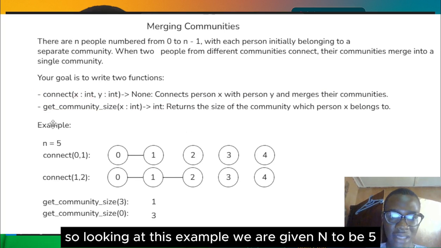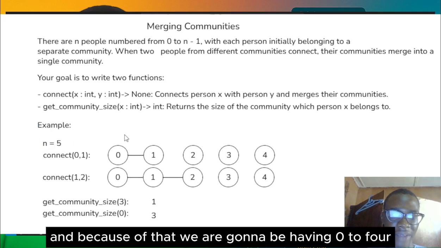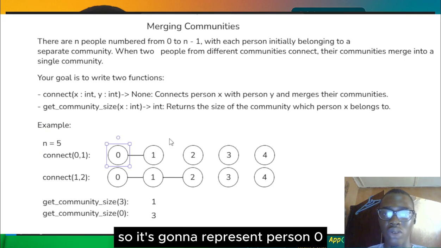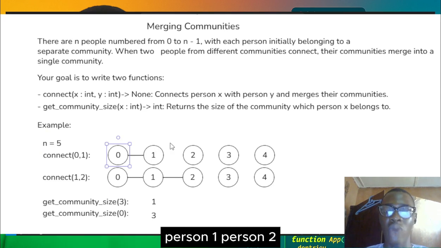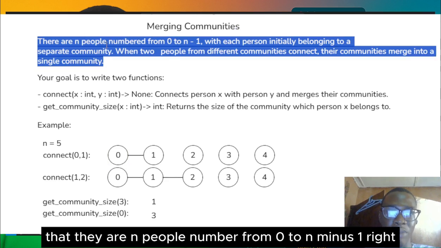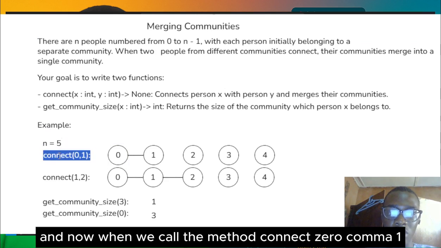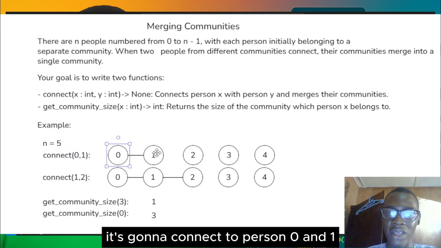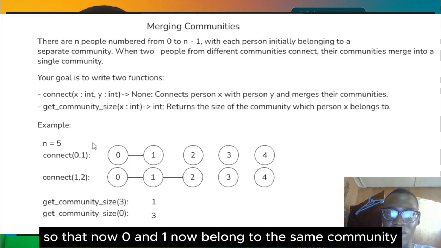So looking at this example, we are given n to be 5, and because of that we are going to have 0 to 4. So it's going to represent person 0, person 1, person 2, person 3, and person 4, just like the problem statement highlighted here, that there are n people numbered from 0 to n minus 1, right? And now when we call the method connect 0, 1, it's going to connect person 0 and 1, so that now 0 and 1 belong to the same community.